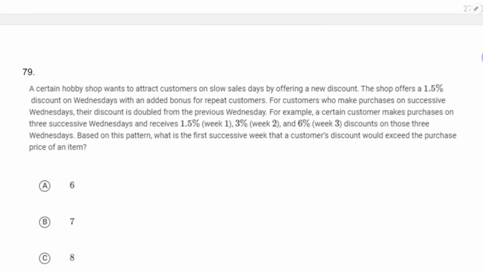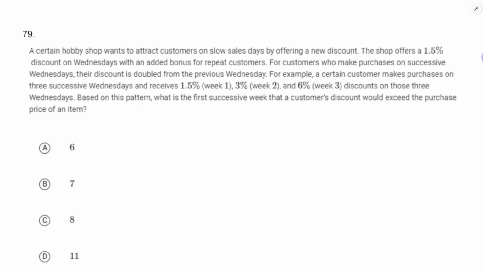All right, now looking at this one, I'll take that away for a second. Whoops, there we go. Certain hobby shop wants to attract customers on slow sales days. Oh, we've seen this question already this year. If we make purchases on successive Wednesdays, discounts doubled from the previous Wednesday. All right, so 1.5% on week 1, 3% on week 2, 6% on week 3. Based on this pattern, what is the first successive week that a customer's discount would exceed the purchase price of an item? Okay.